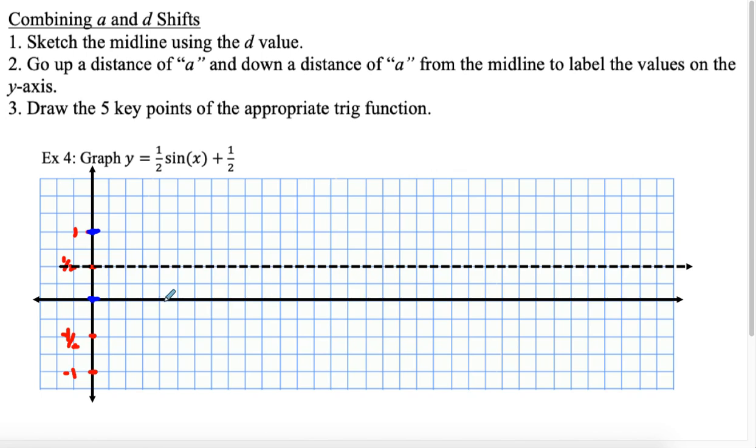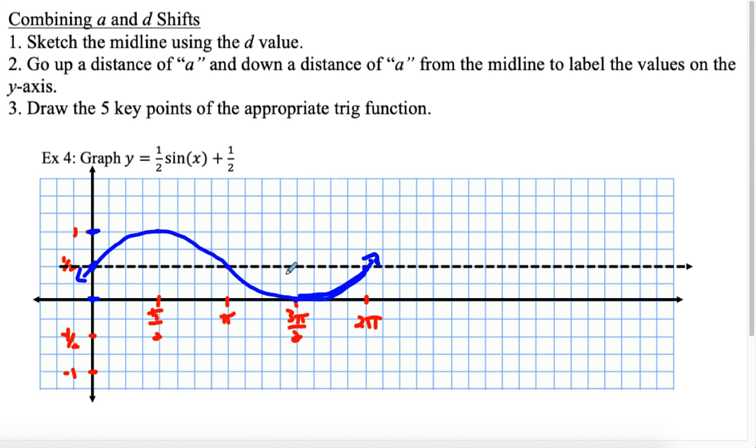Now let's label our x-axis. So 0, pi over 2, pi, 3 pi over 2, and 2 pi. And this time we are sketching the sine curve. So sine starts at the midline, right? So I'm going to be starting here, then going up to my maximum, back to the midline, down to the minimum, and then back up to the midline. So here, my sine curve is going to look something like that. And again, put our arrows on the end just to remind us that this goes on forever.